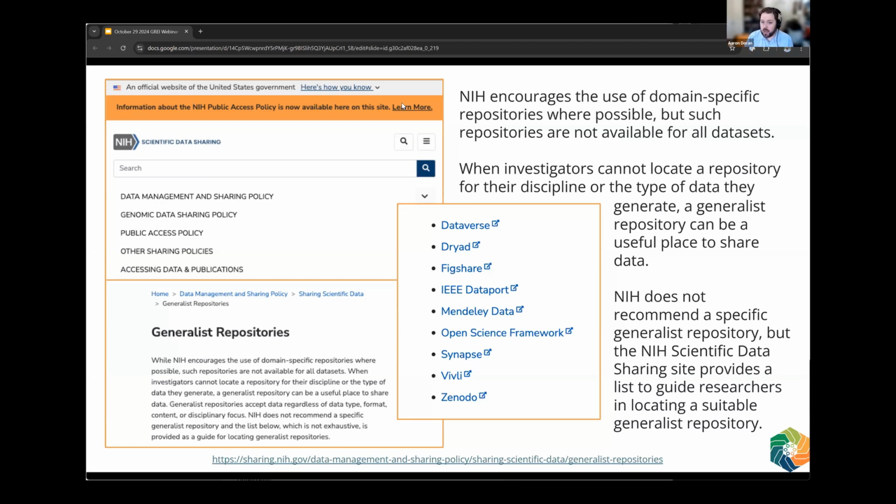The NIH does not recommend a specific generalist repository. Again, this is a co-opetition model, so none of us are the favorite child or anything like that. But you can see here in this list, right? We are the set of generalist repositories working with the NIH and have been vetted by them. So they do list all of us together as potential options.